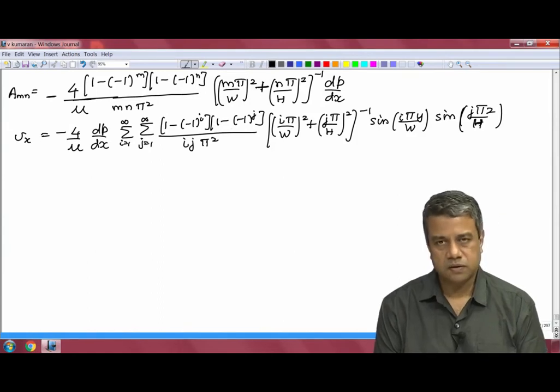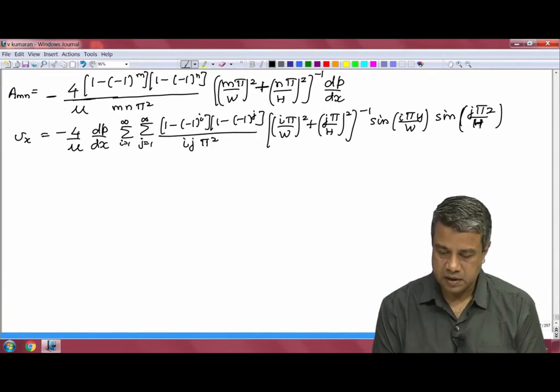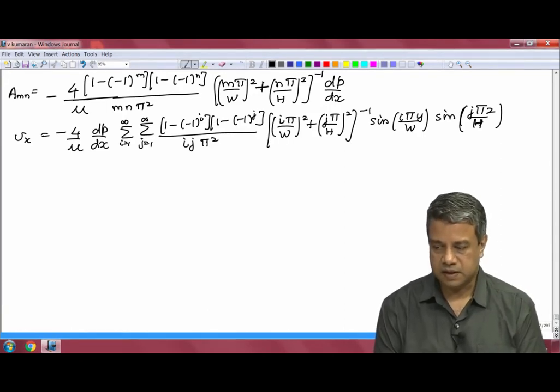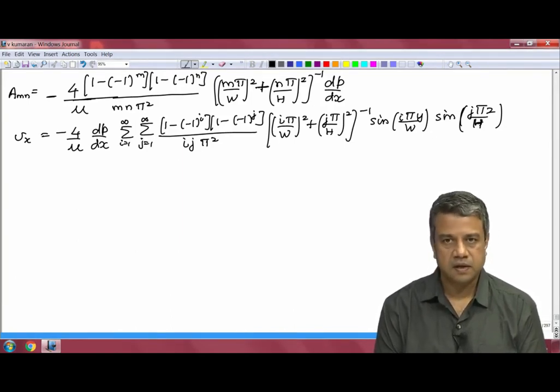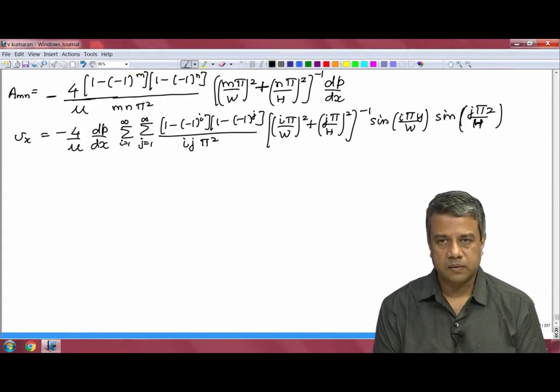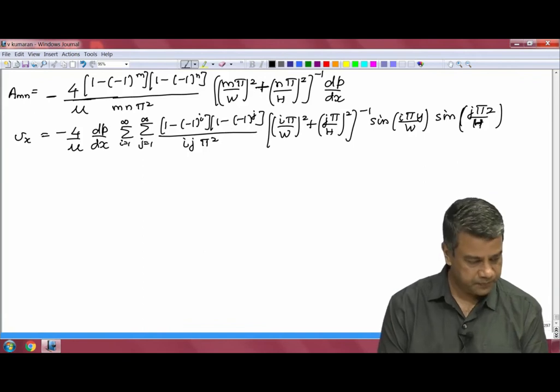So, this is the solution for the velocity. For a flow in a pipe, we had got a relatively simple form, a quadratic form, a parabolic profile. For a rectangular channel, you have this rather complicated form. It is a summation, of course, over sine and cosine sine functions of certain coefficients times these functions. However, this can be evaluated up to a finite number of terms to get an approximation for the velocity profile.